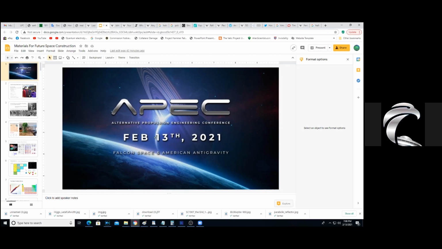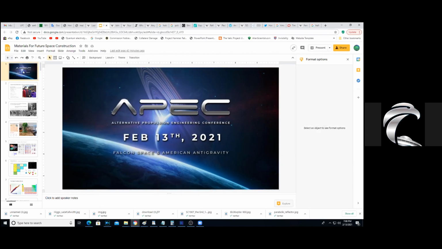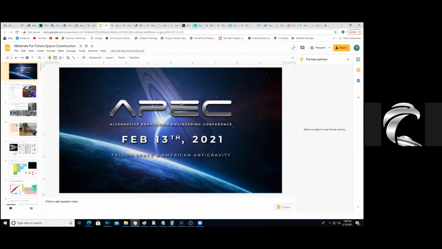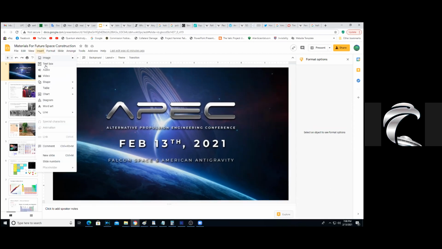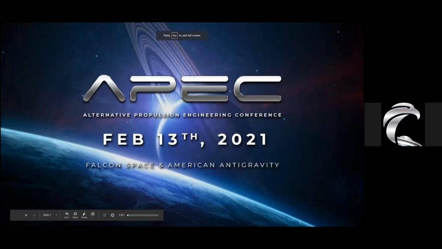Can you make it full screen? Yeah, how do I do that? Alt Enter usually works for that, but... Alt Enter. How do I check view... Yeah, let's do view present. Yeah, Control F5. Here we go.